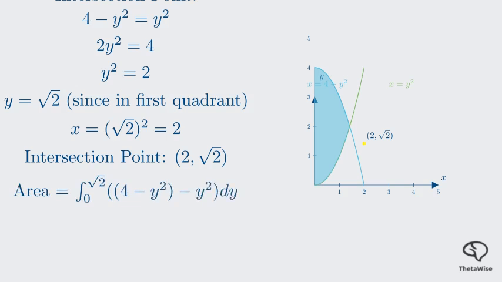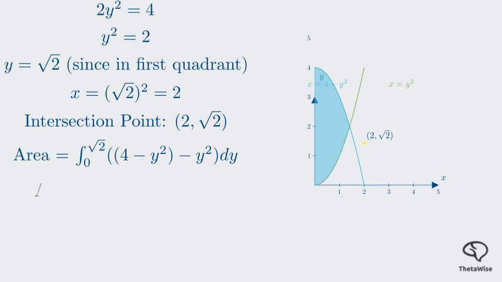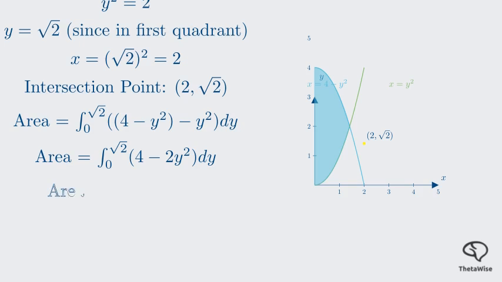Now, let's simplify the integrand before we integrate. The integrand simplifies to 4 minus 2y squared. This makes the integration process much simpler. Let's integrate this term by term. The integral of 4 with respect to y is 4y. The integral of 2y squared is 2y cubed over 3. We evaluate this from 0 to square root of 2. Now we apply the fundamental theorem of calculus. Plug in the upper limit and subtract the result from plugging in the lower limit.